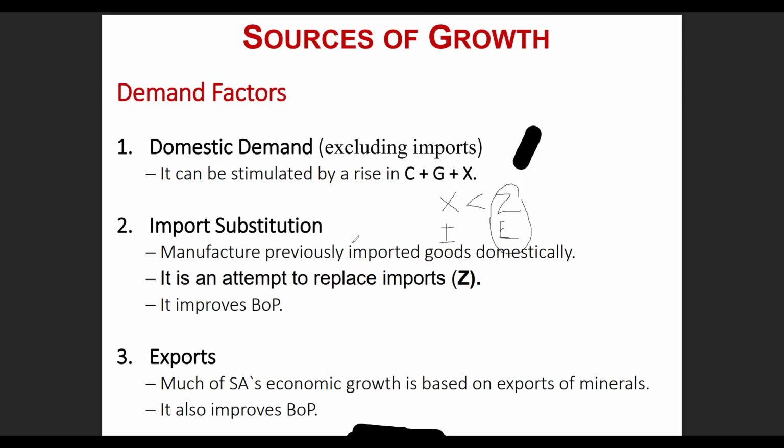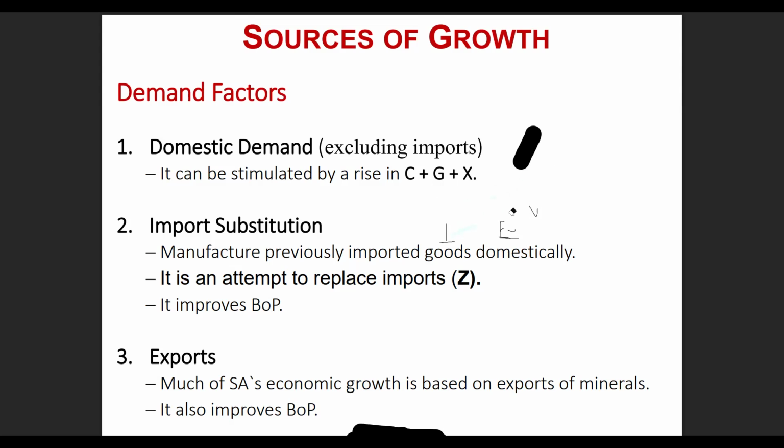So import substitution also improves this deficit because what essentially happens is that we will try to produce domestically these goods that you have been importing, so as to discourage imports of these goods. So now if we produce these goods domestically, that will do what? That will reduce the imports, which is an expense, right? Which then improves the balance of payment deficit.